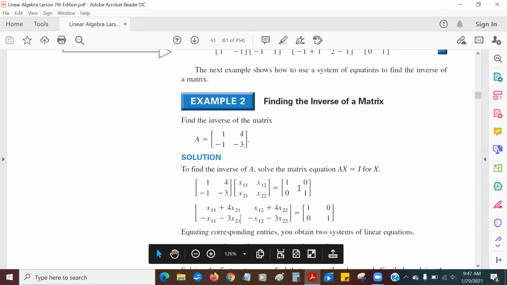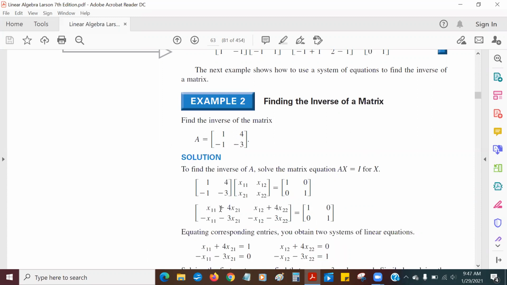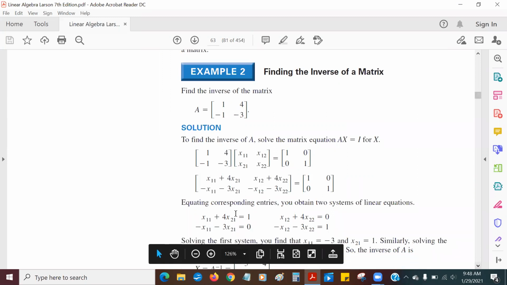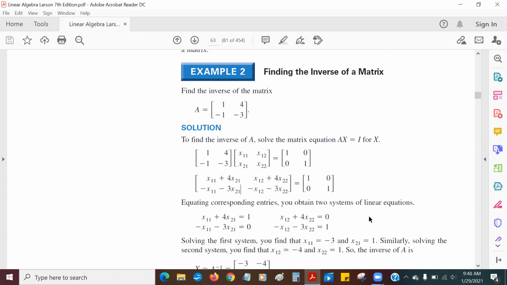That's what inverse means, which means that x11 plus 4 times x21 equals 1, and negative x11 minus 3 x21 equals 0. So I can get a system of equations out of this, because I'm setting this equal to 1 and that equal to 0. And similarly, I could do the same on the other 2 variables. Now I have 2 different sets of 2 equations with 2 variables, and you could solve this with matrices, or with systems of equations. Solve it any way you want.